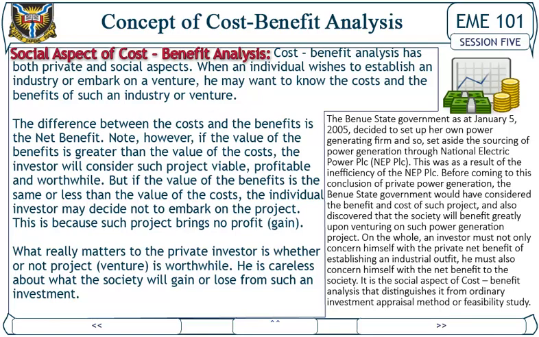The Benue State government, as of January 5, 2005, decided to set up her own power generating firm, and so set aside the sourcing of power generation through National Electric Power plc. This was as a result of the inefficiency of the NEP plc. Before coming to this conclusion of private power generation, the Benue State government would have considered the benefits and cost of such projects and also discovered that the society will benefit greatly upon venturing on such power generation projects.